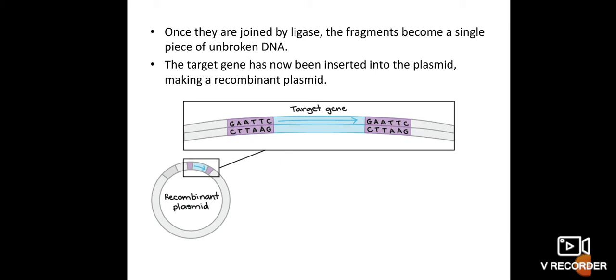Once they are joined by ligase, the fragments become a single piece of unbroken DNA, and the target gene, which we had isolated, has now been inserted into the plasmid, making a recombinant plasmid.